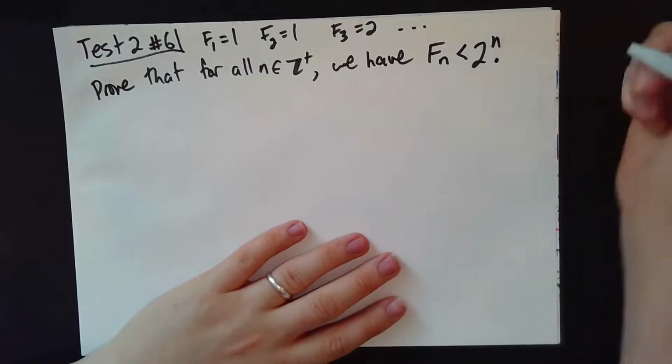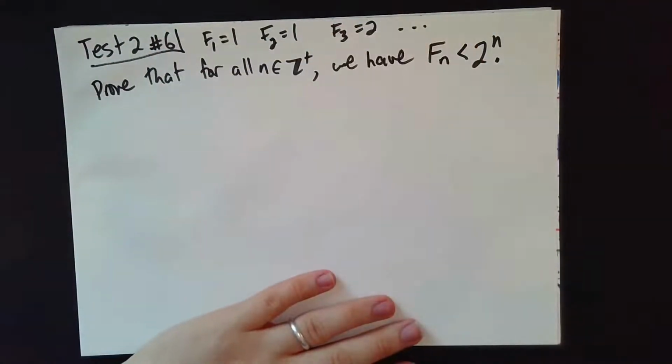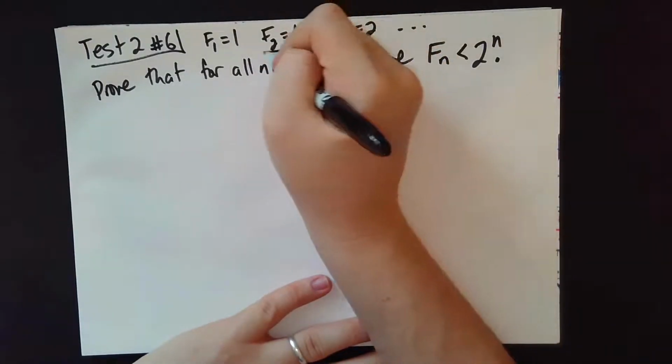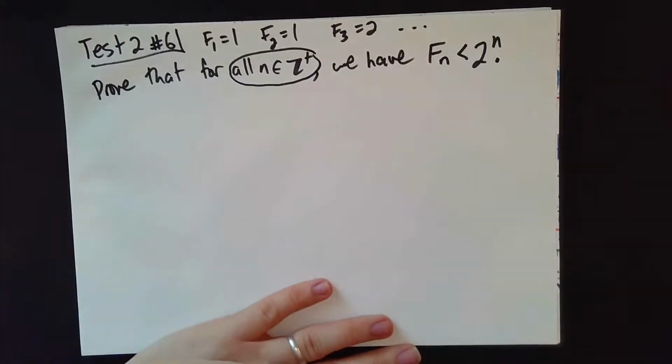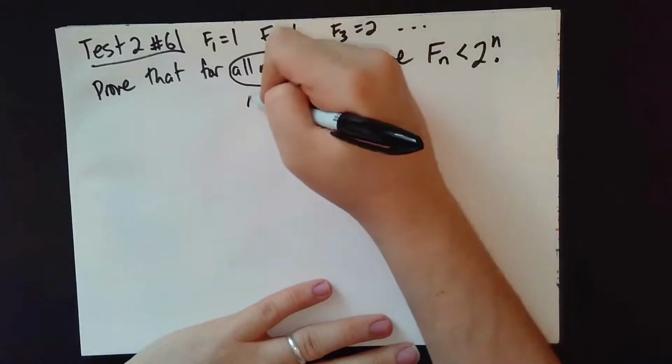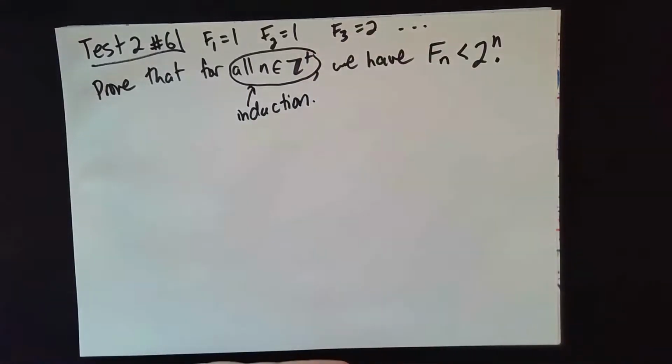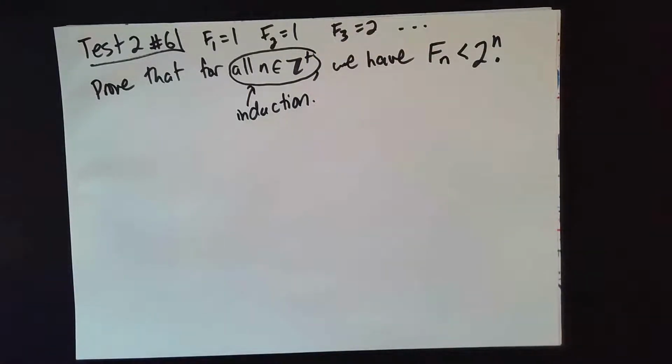Okay. So how is this going to go? So this for all n in Z plus is a pretty big hint that this is going to end up being an induction question. But it's going to turn out to be the kind of induction question where we need to modify the inductive hypothesis.